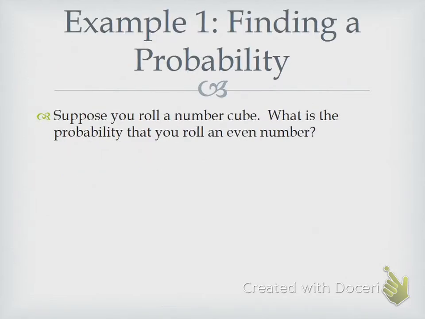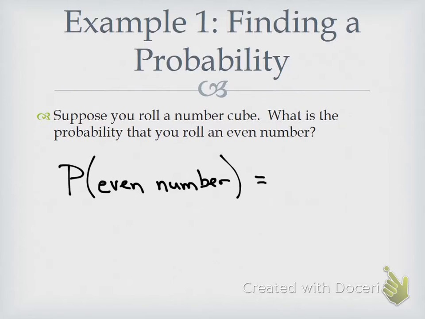Suppose you roll a number cube. What is the probability that you roll an even number? Well, we already established that how many sides are on a number cube? 6. There are 6 sides to a number cube. So probability that I roll an even number. Whatever I write here in parentheses is my goal. I want to roll an even number. That is my favorable outcome.